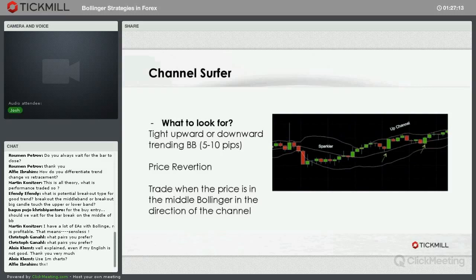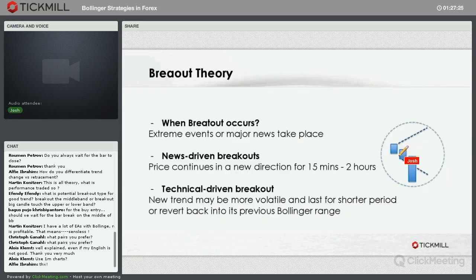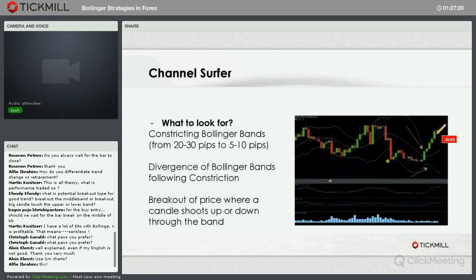Effendi, what is the potential breakout type for good trend? Breakout the middle band or breakout big candle touch? Okay, that's a really good question. The breakout that we have discussed here is your classic breakout, where you get the breakout of the upper Bollinger Band or the lower Bollinger Band. You can also get this, in theory, when you see here, could also be considered a breakout when it broke the middle Bollinger or the moving average, and the price continued south. The more cleaner breakout, in answer to your question, is this one, the Bollinger breakout, where you have the hourglass formation, right? The bands get tight, then they start to diverge.